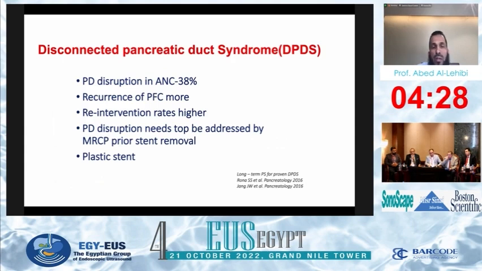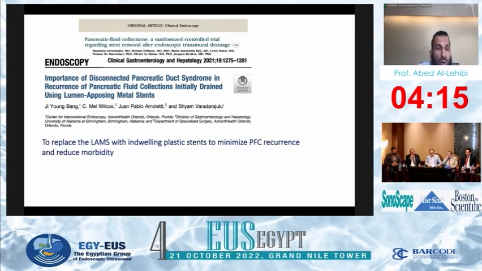Lastly, I will talk about disconnected duct syndrome. Very important. It is very common with necrosis, almost around 38%. They need a lot of recurrence and re-interventions, and they have to place a plastic stent. A lot of studies showed that you have to consider exchanging the metallic stent with a plastic stent.